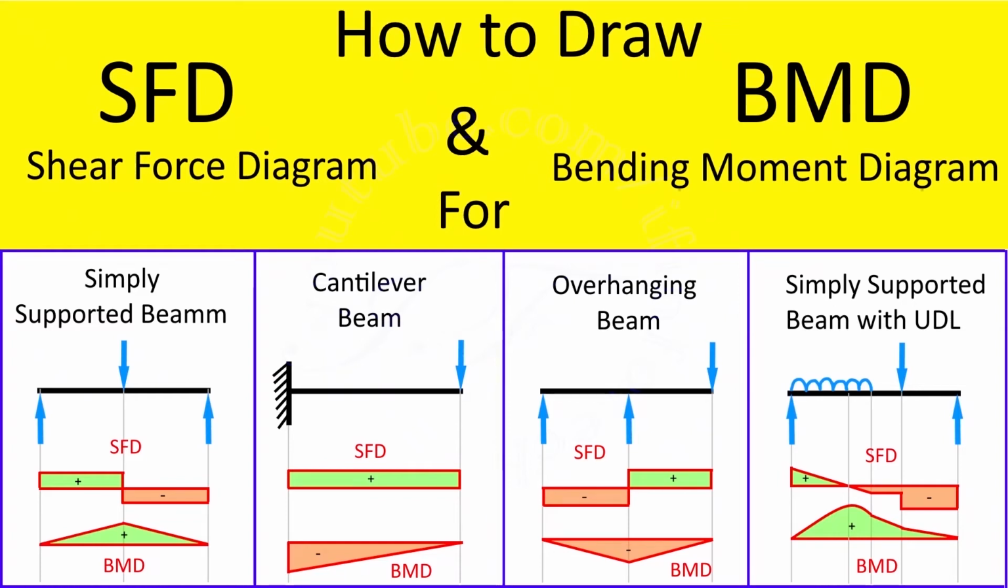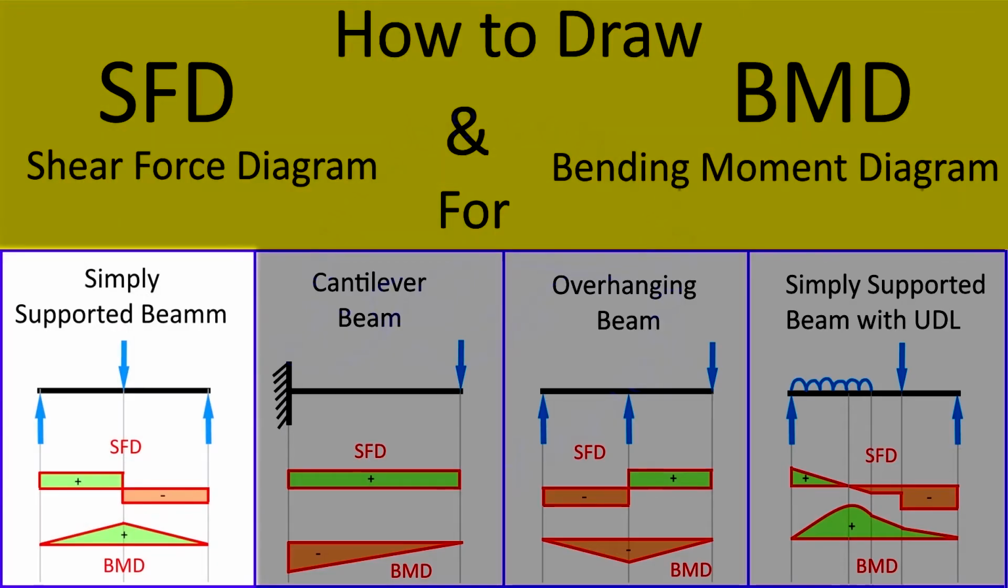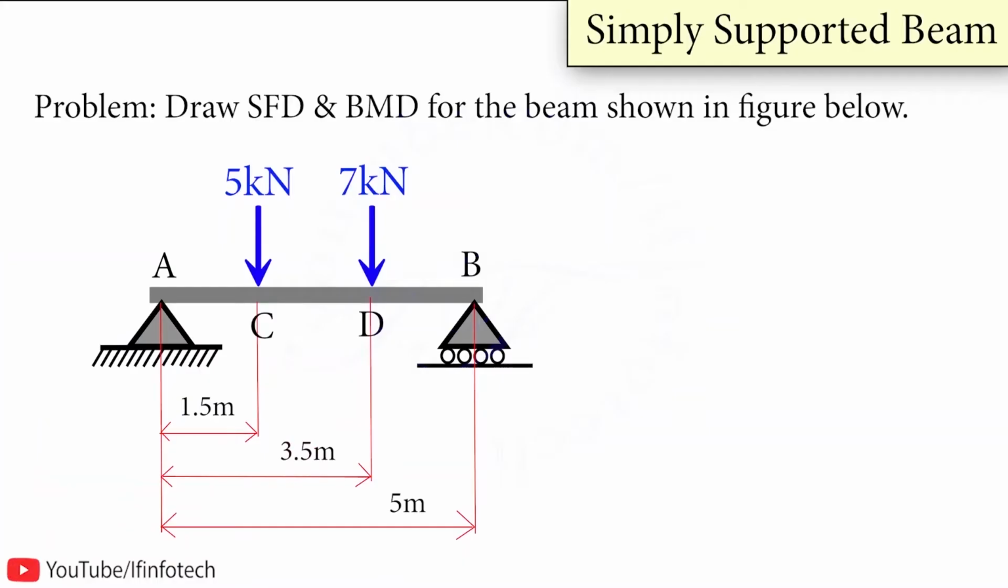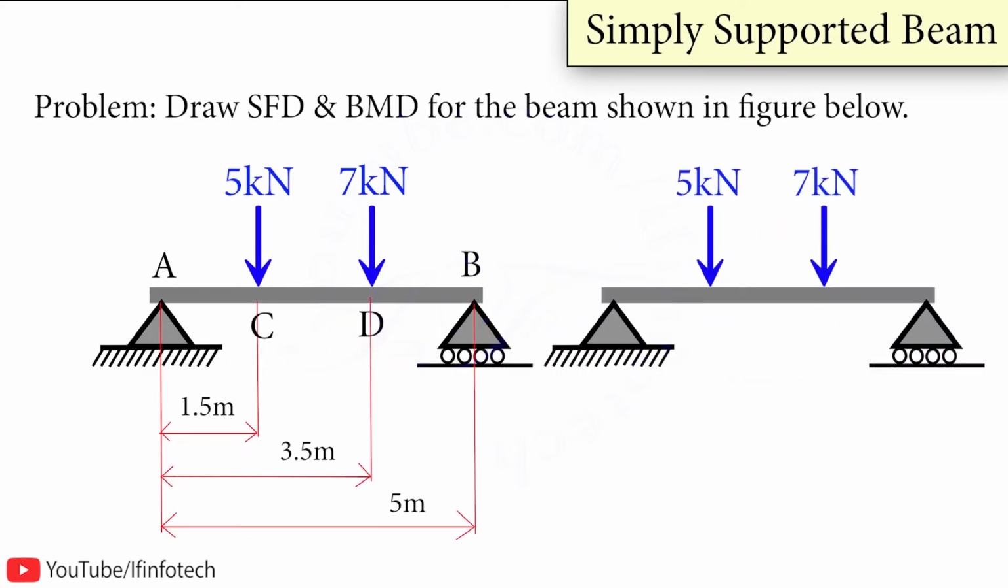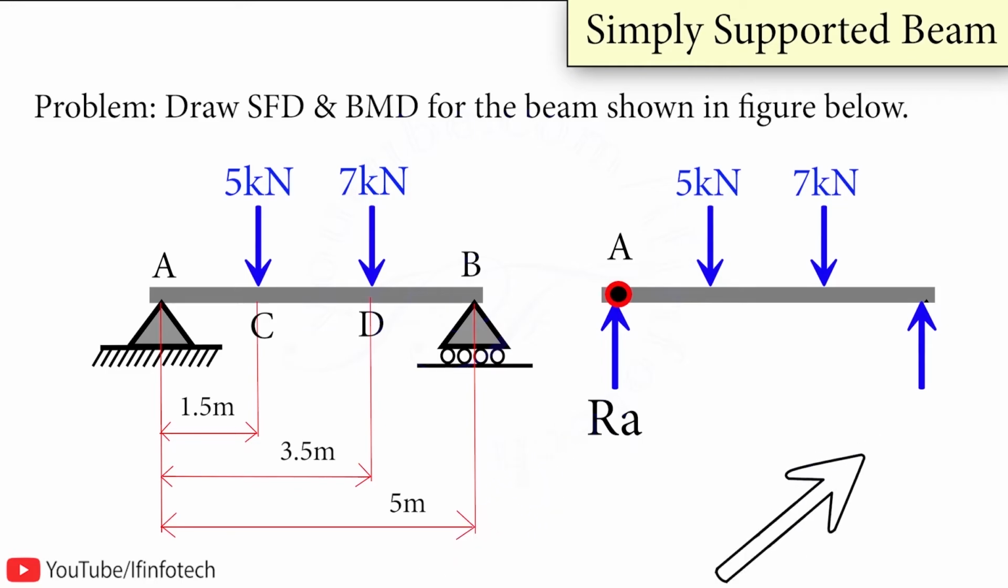In today's session, we are going to learn how to solve problems on SFD and BMD, that is shear force and bending moment diagram. So I will start with the first problem for a simply supported beam. Here the diagram of the beam is given. So here first I will draw the free body diagram for the beam section. At point A there is reaction force RA and at point B there is reaction force RB.